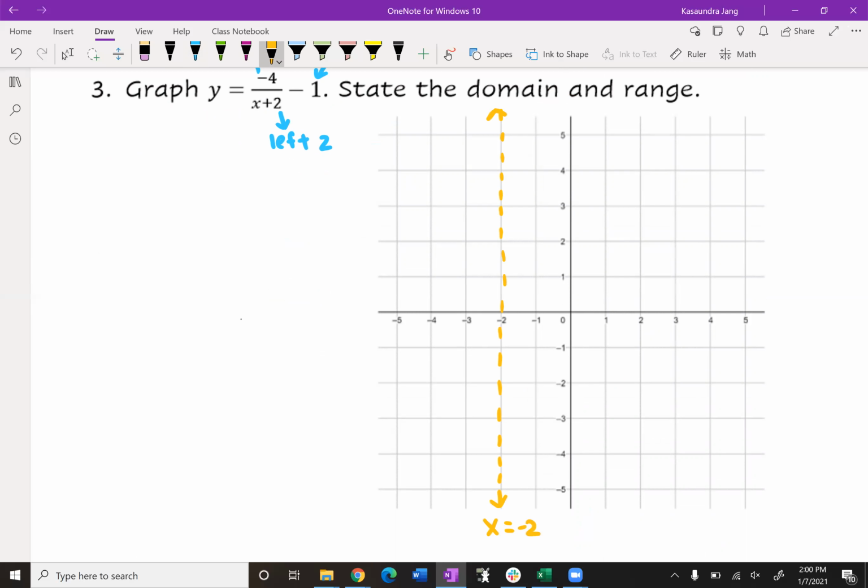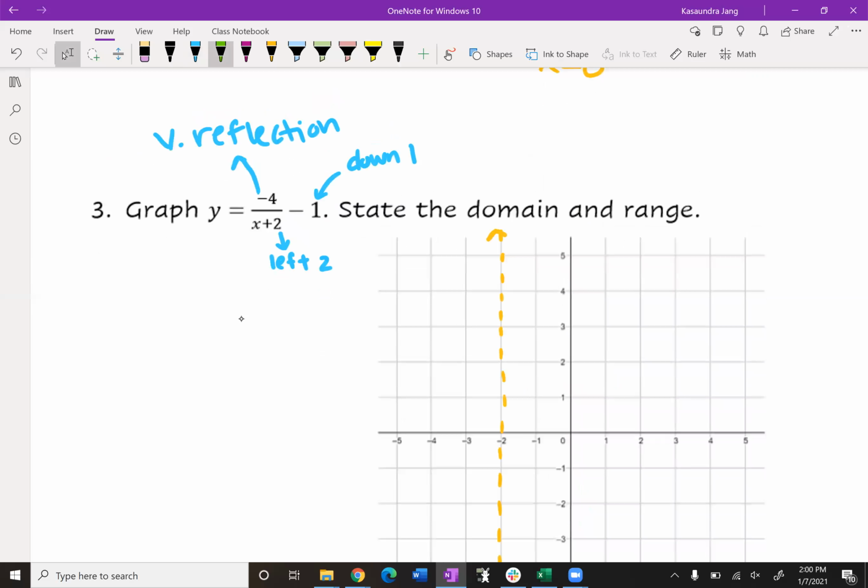The horizontal asymptote, let's see. It used to be at y equals 0, this guy. Now, if I shift left and right, it's a horizontal line. It's not going to change.